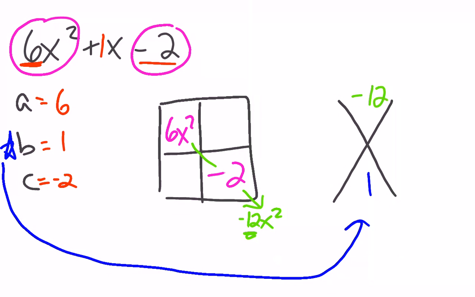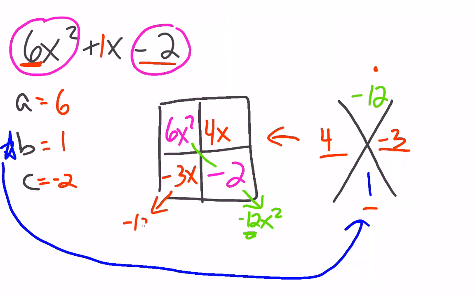And now I ask the question, what two numbers multiply to -12 and subtract to 1? And those two numbers are 4 and -3. Those numbers come back into our box as 4x and -3x. You have to have the x's there because, once again, that diagonal would multiply to -12x squared. And the x squared comes from doing x times x.